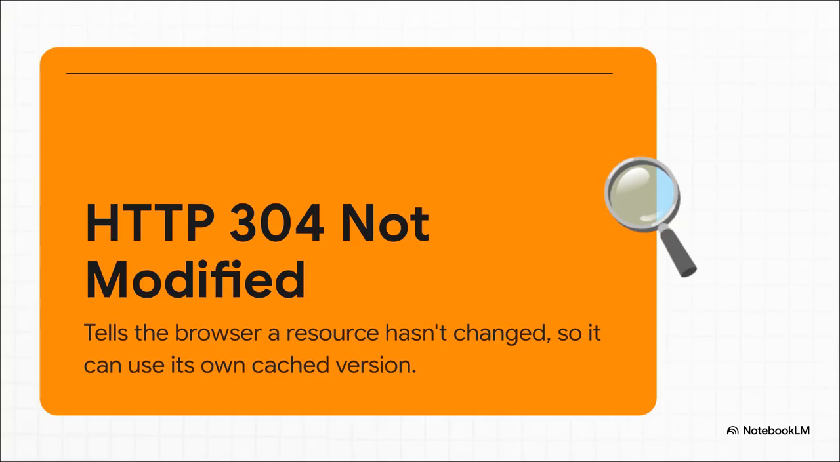A 304 Not Modified is basically a super efficient message from a web server. It's the server telling your browser, hey, you know that logo you're asking for? Yeah, it hasn't changed a bit. Just use the copy you already saved. It's a direct order to load from your local files, your cache.